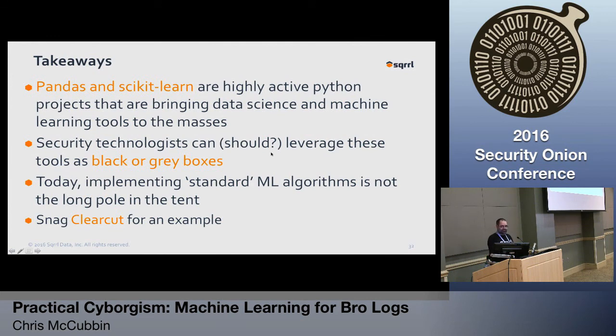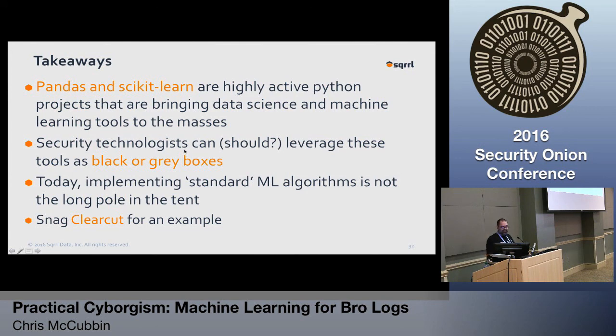The takeaways: pandas and scikit-learn, look into them. They're highly active Python projects. They're bringing data science and machine learning to the masses, the same way that grep did back in the day. And they're really easy to use. I think you can see this with our scripts that we have. Please download our examples, take them, use them, use some other thing, try out new classifiers and things like that.